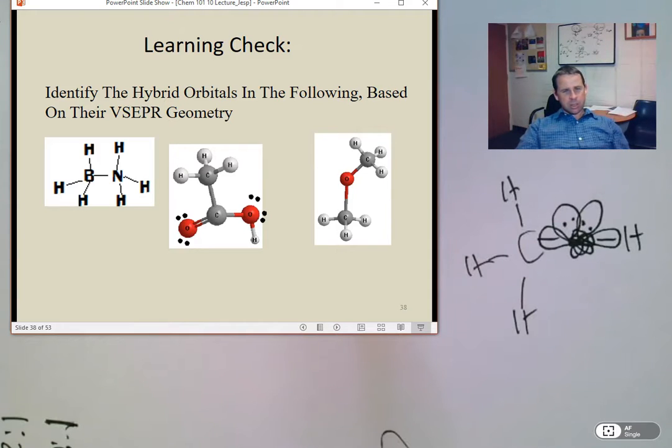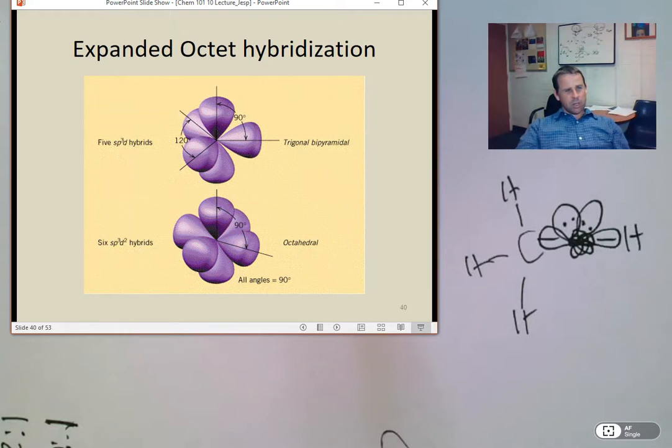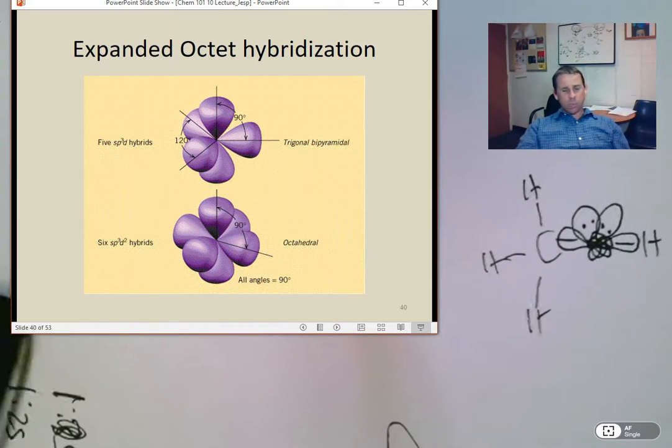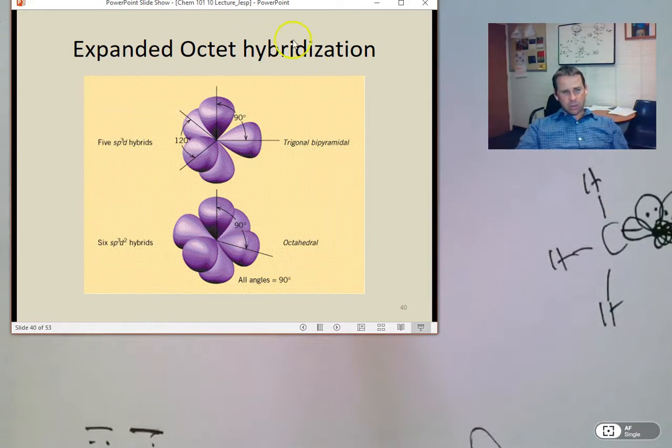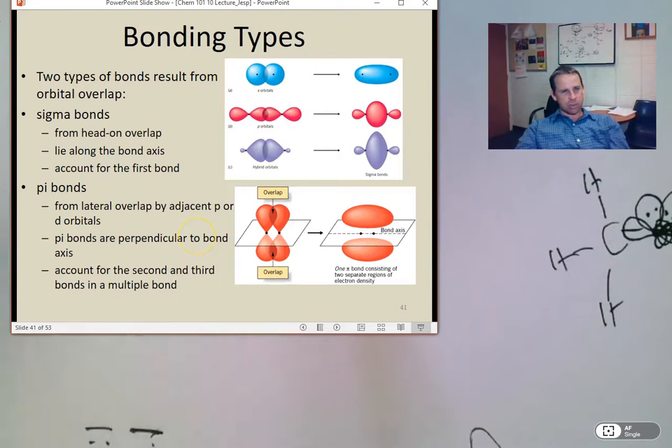All right, what is it? It's sp3 hybridized as well. All right, very good. Now, when we have an expanded octet, which is more than 4 regions of electron density, that's when we start going to the d orbitals. So if there are 5 regions, then our hybrid orbitals have an s, 3 p's, and a d necessary to get 5 regions of electron density. And for 6 regions of electron density, sp3d2. Those are the hybrid orbitals when there are 6 regions of electron density.